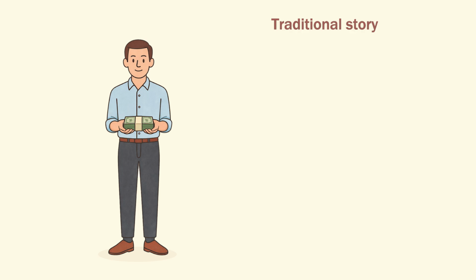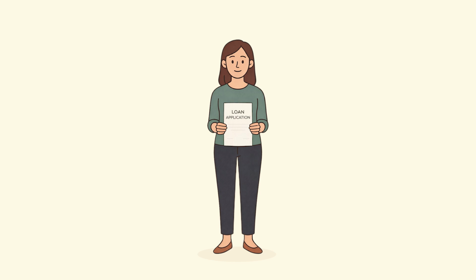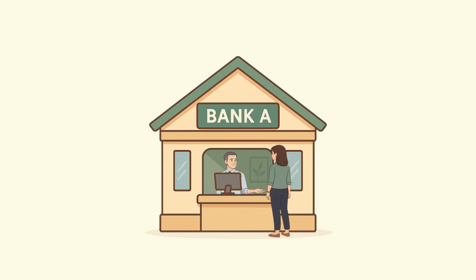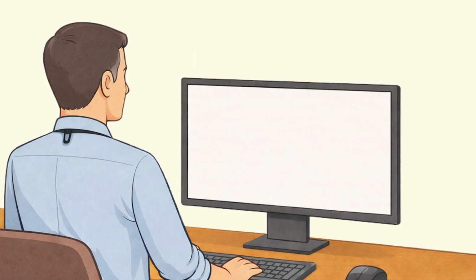First, we'll follow Adam's deposit to see how the traditional story explains money creation. Then, we'll switch to Maria and see how it really works in modern banking. So, let's start with Adam. Adam takes $1,000 in cash to his bank. Now, two simple things are true.